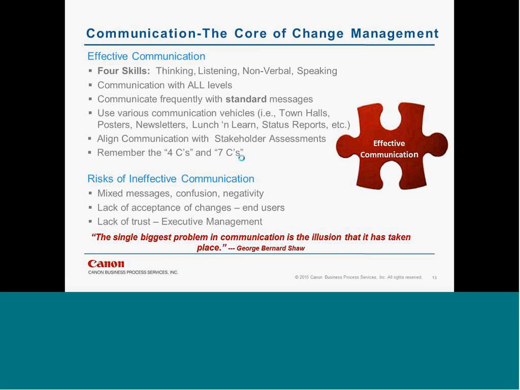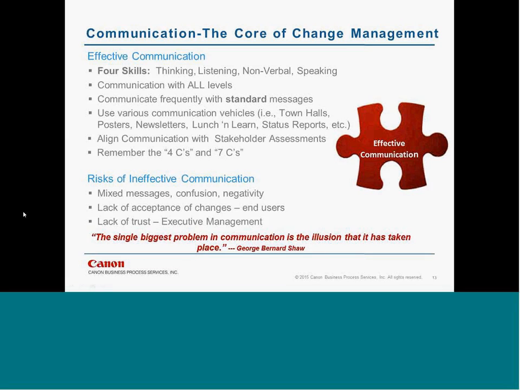I'll leave you with this quote on this slide from George Bernard Shaw: the single biggest problem in communication is the illusion that it has taken place. You could have newsletters, posters, luncheons, training, anything. And if people didn't understand, if people didn't get the message, then you really haven't communicated. You just think you have.